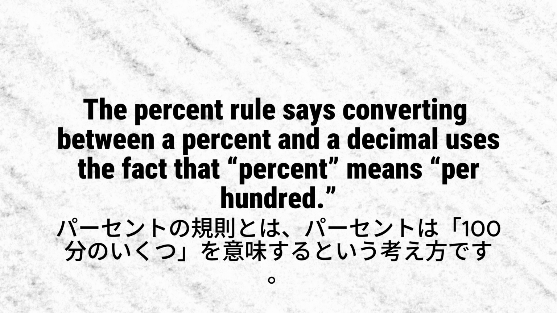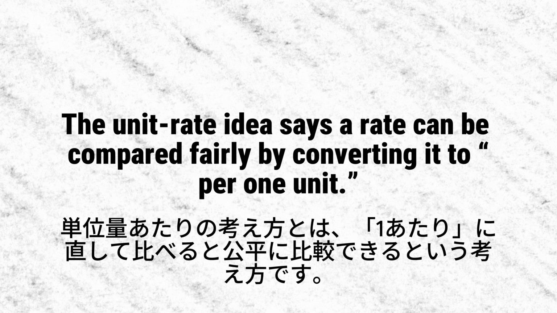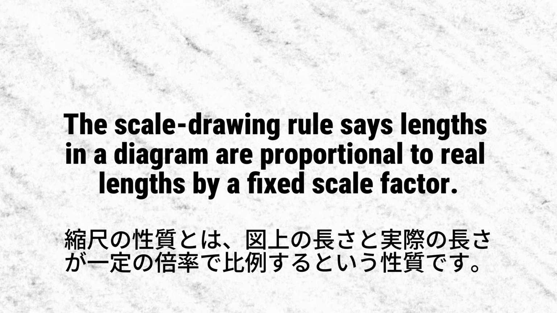The percent rule says converting between a percent and a decimal uses the fact that percent means per hundred. The unit rate idea says a rate can be compared fairly by converting it to per 1 unit. The scale drawing rule says lengths in a diagram are proportional to real lengths by a fixed scale factor.